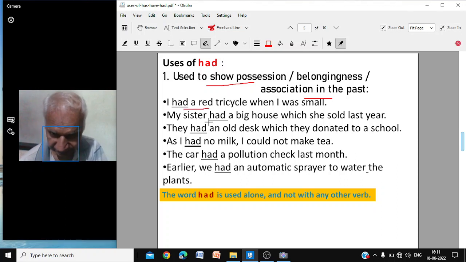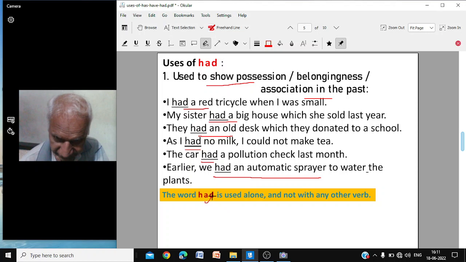There is a possession. My sister had a big house which she sold last year. They had an old desk which they donated to a school. As I had no milk, I could not make tea. The car had a pollution check last month. Earlier, we had an automatic sprayer to water the plants. The word had is used alone. It is not followed by a V3 verb. So, a possession or belongingness in the past.